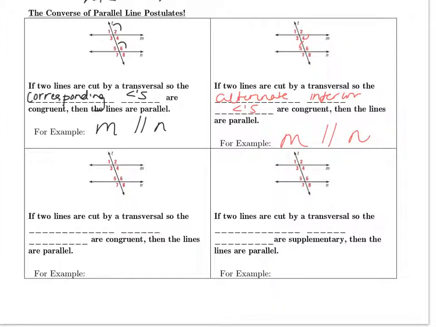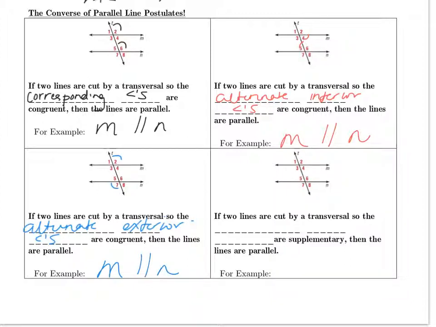Moving down to the left, if two lines are cut by a transversal, so the alternate exterior angles are congruent, then lines are parallel. So I would say that angle 2 and angle 7 are congruent, or I could also say if angle 1 and angle 8 are congruent, then M is parallel to N.